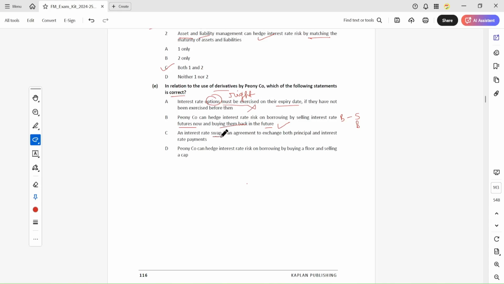An interest rate swap is an agreement to exchange both principal and interest. No, only interest. Only interest. This is incorrect. The company hedges interest rate on borrowing by buying floor and selling cap. By buying floor? No, by buying cap. Because for borrowing you have to hedge against an increase in interest rate, and selling the cap. So this is incorrect. Only this one is correct. Okay.